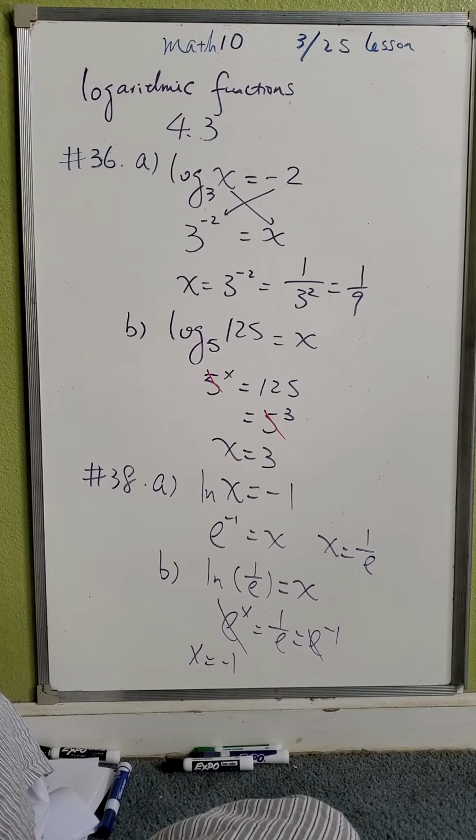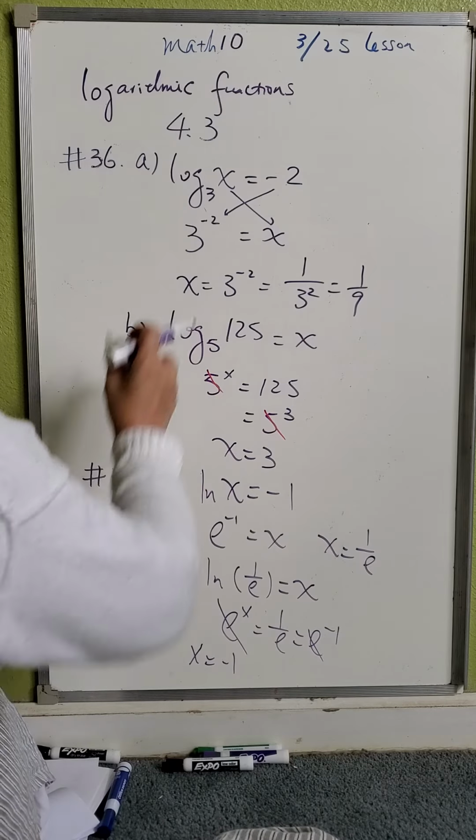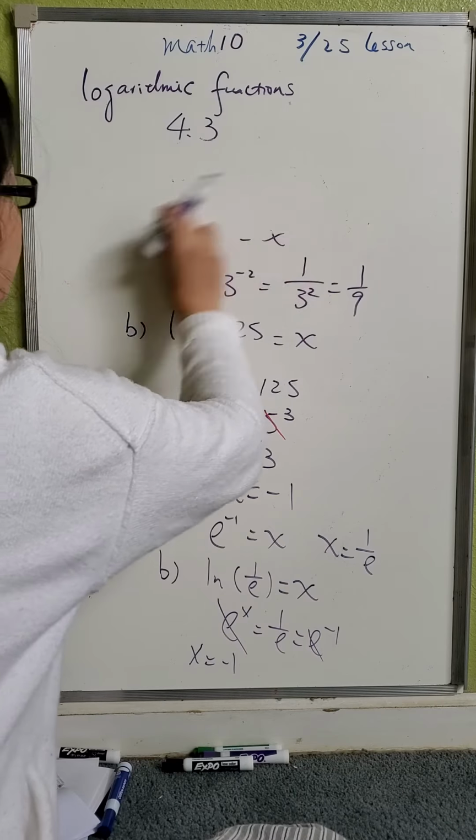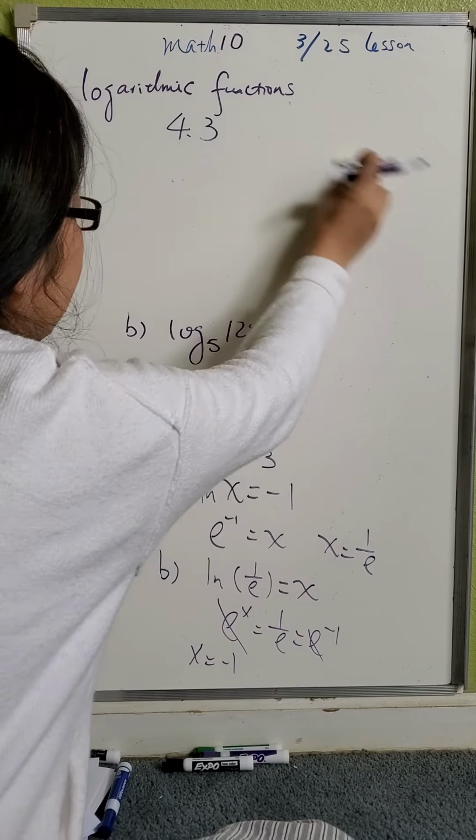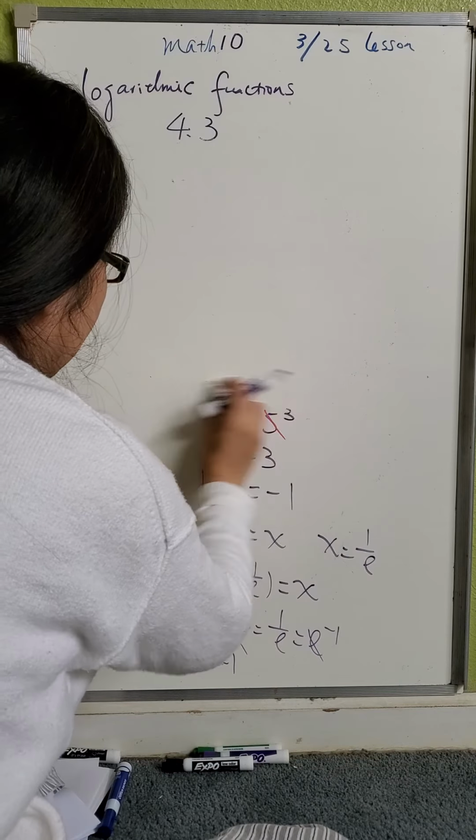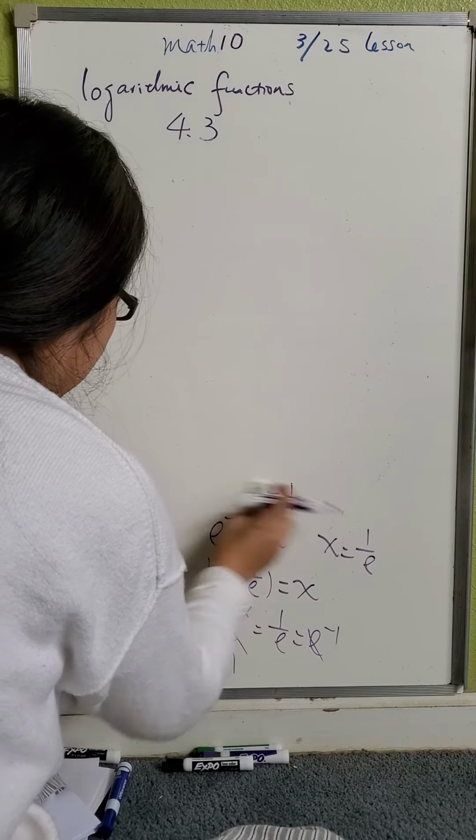Let's see, number 40. Okay, we practice a little bit more until we feel comfortable with it. The logarithms are always a little bit tough to understand.